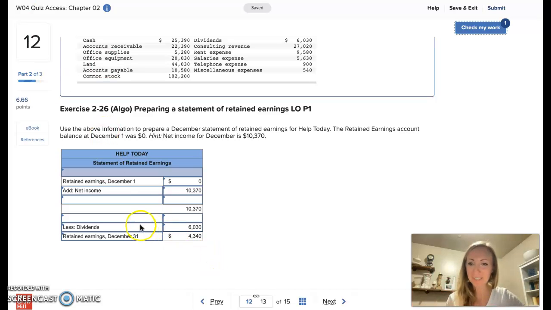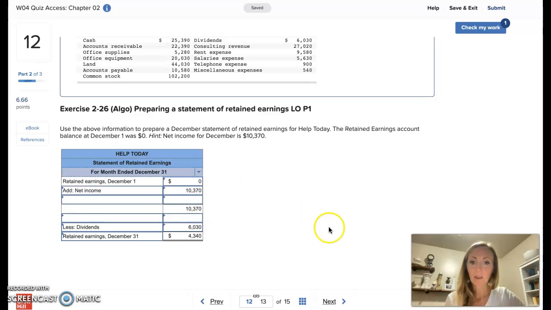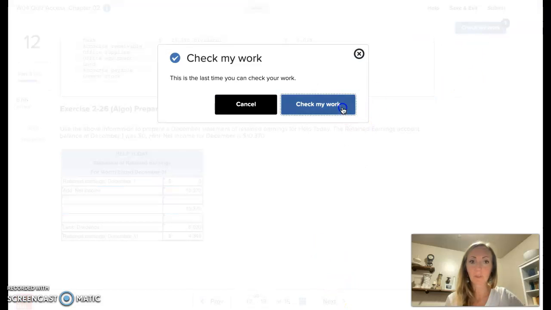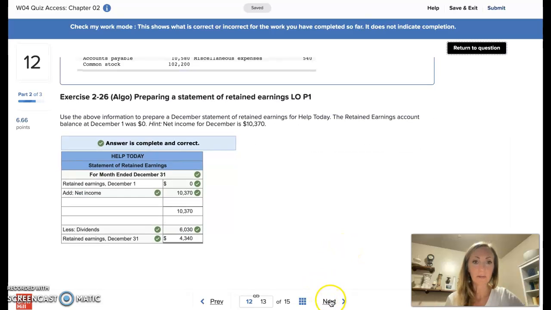Okay, so the last part is we put the dividends in, and it did the math for us. The last part is we want to do the month ended December 31st, because this is a period of time. Then we will move on. We will check this, and it is complete and correct. We will go on to problem number 13.